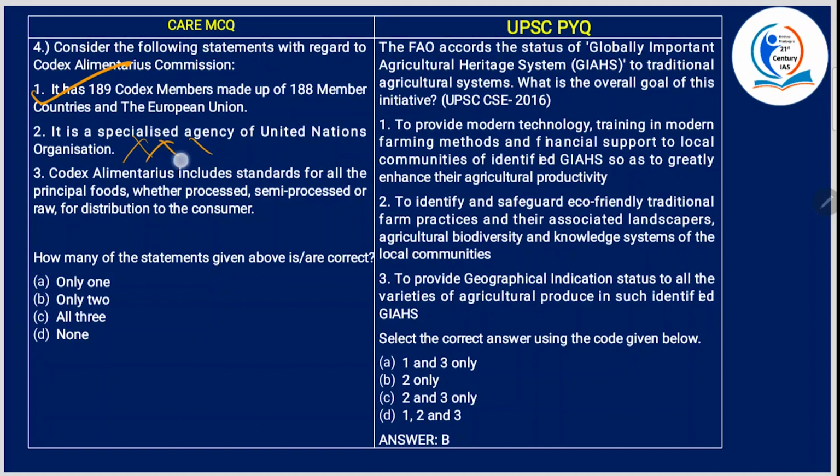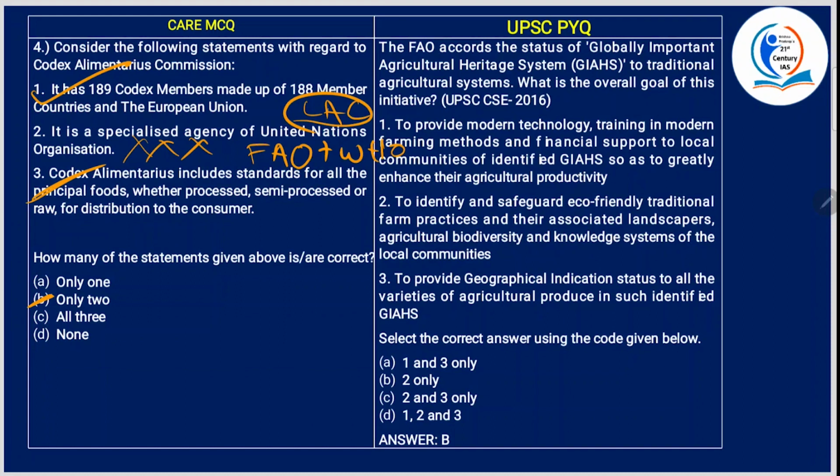It is a specialized agency of the United Nations organization. This is wrong, because it is formed as a commission with the help of 2 specialized UN agencies, that is FAO and WHO. But CAC, as a standalone commission, is not a specialized agency of the United Nations organization. Now, Codex Alimentarius includes standards for all the principal foods, whether processed, semi-processed or raw, for distribution to the consumer. This is correct. So, 2 statements are right.